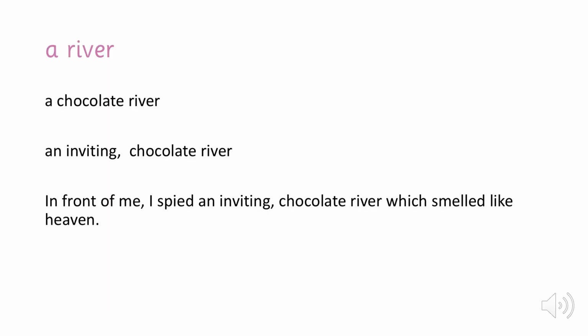So for example, from my Candyland scene, I've chosen a river. I've then said a chocolate river. My expanded noun phrase, an inviting chocolate river, and then I've put it in a sentence. In front of me, I spied an inviting chocolate river which smelled like heaven. And I'm going to move on to my next noun now.